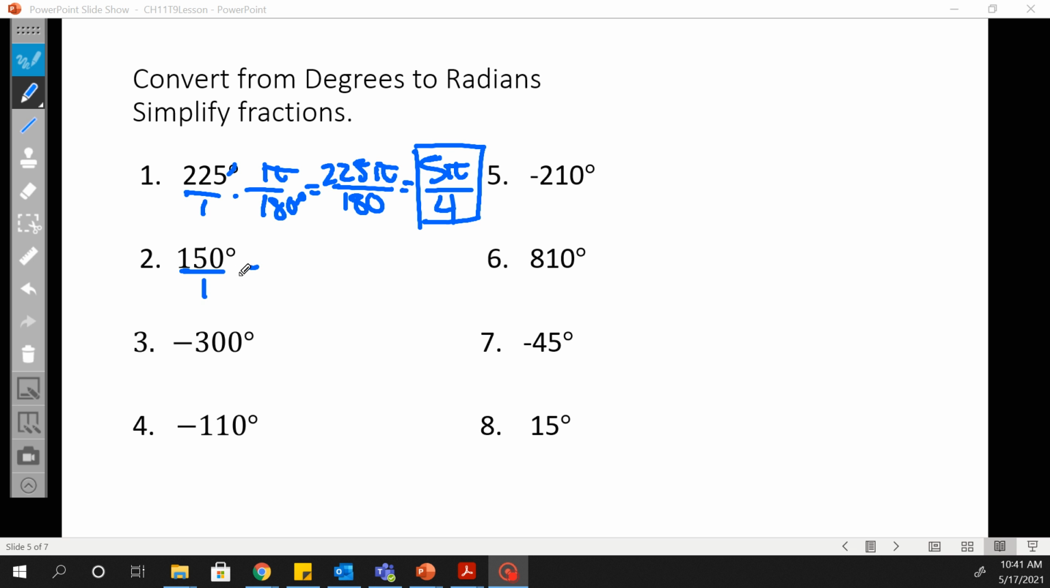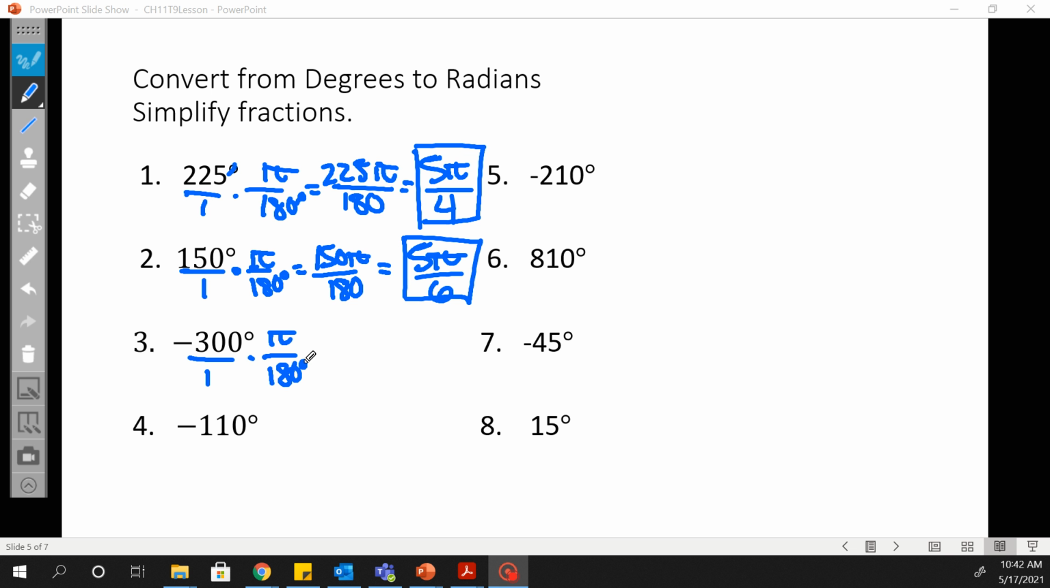150 degrees, so it's 150 over 1 times pi over 180 degrees equals 150 pi over 180, and we simplify the 150 over 180, and that's 5 pi over 6. Negative 300 over 1 times pi over 180 degrees. The degrees cancel. So we got negative 300 pi over 180, and we just need to simplify. That's negative 5 pi over 3.